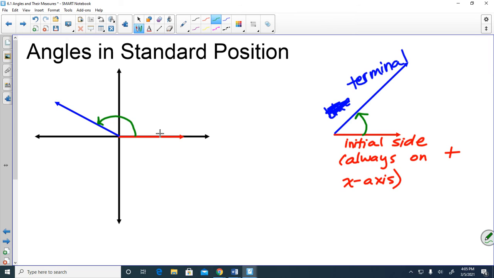Now when I open the angle from here and then go that way, I've passed a 90-degree angle, and then to right here would be 180. But then if I go add 90 more, 90 plus 180 is 270, and then all the way around the circle would be 360.